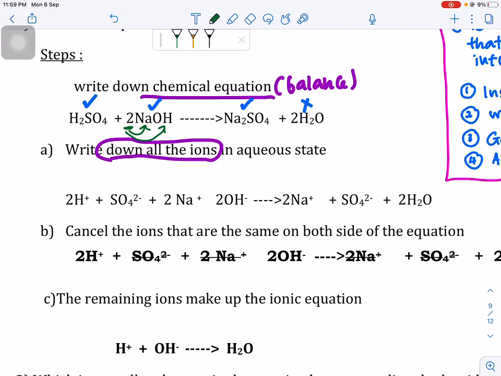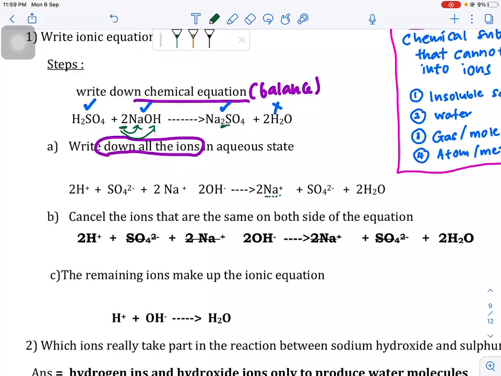And then for the sodium sulfate, okay, sodium ion is Na plus. You kena ingat charge dia. And we have 2 here, maknanya kita ada 2 biji sodium ion. And then 1 sulfate ion. Okay. And then yang tak boleh pecah tu, you just copy. You just copy H2O.